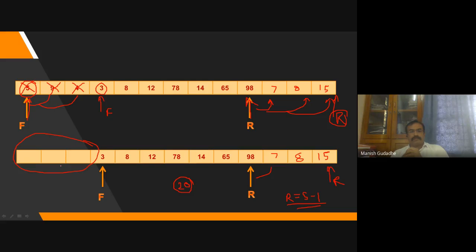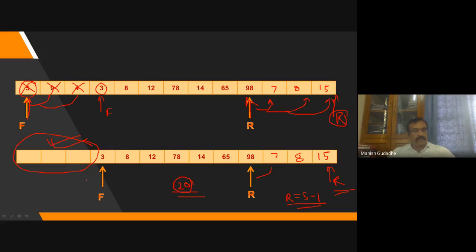Okay. Now, how to overcome this? Have you understood the disadvantage? Even though we have so much space available, we won't be able to add any more elements because R is pointing to the last element, and the spaces are available before front. This is why we won't be able to add any element, and this is a disadvantage of a linear queue.